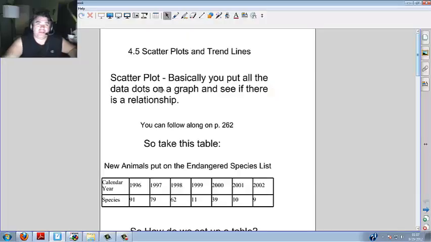Okay, scatter plots. Basically, what you're doing is you put all the data dots on a graph and see if there's a relationship. In other words, you're comparing one thing with another and you're trying to see if there's a pattern or something you can predict over time.